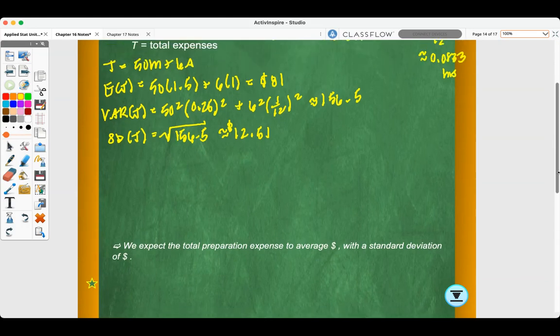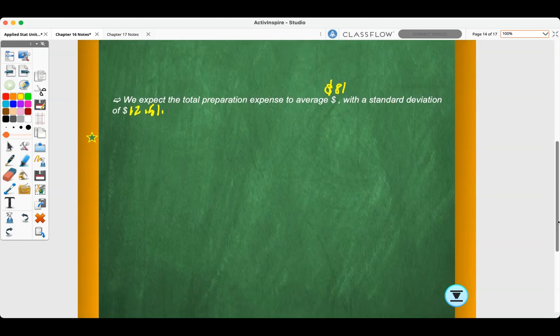So we would expect the total preparation expense to average $81 with a standard deviation of $12.51. So you always want to answer in a sentence. That's why I have those sentence stems there.